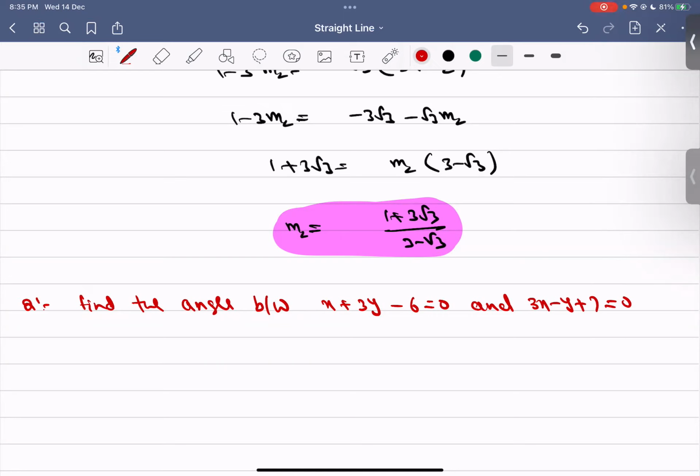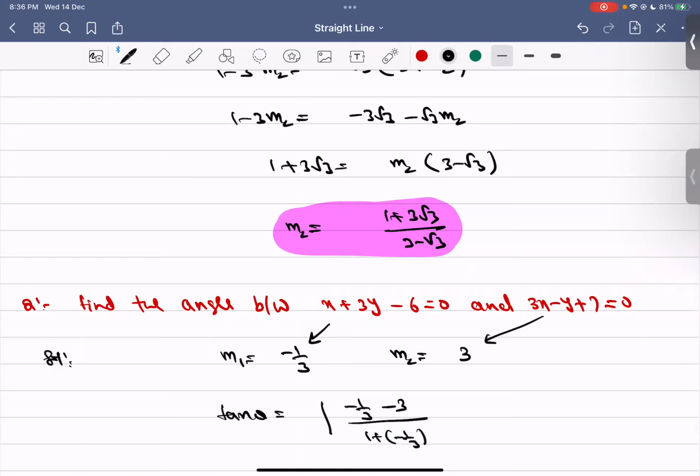So, solution: to find the angle, first we will write the slope of the first line and the slope of the second line. Slope of the first line is what? Minus a by b, that is minus 1 by 3. Slope of the second line is minus a by b, therefore minus 3 by minus 1, that is 3 only. Then tan theta is equal to mod m1 minus m2 by 1 plus m1 m2. Therefore minus 1 by 3 minus 3 by 1 plus minus 1 by 3 into 3.